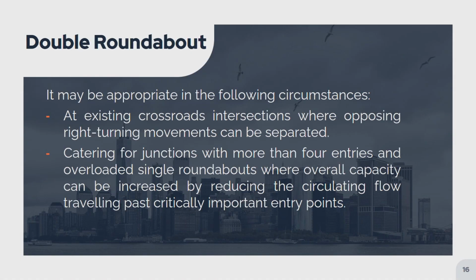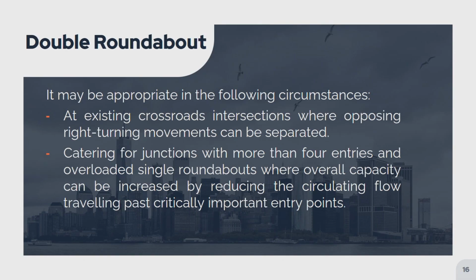It may be appropriate in the following circumstances: at existing crossroads intersections where opposing right turning movements can be separated, catering for junctions with more than 4 entries, and overloaded single roundabouts where overall capacity can be increased by reducing the circulating flow traveling past critically important entry points.